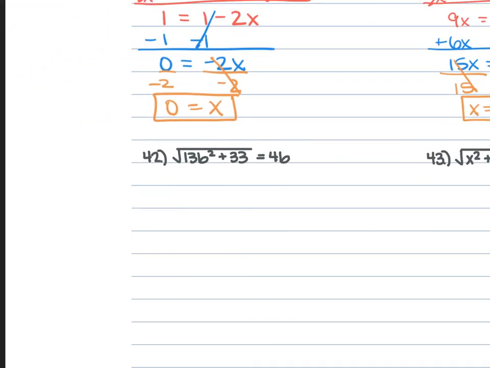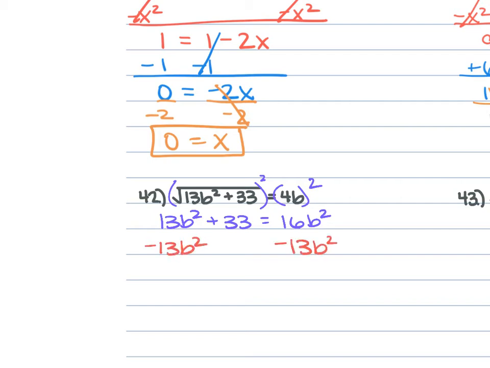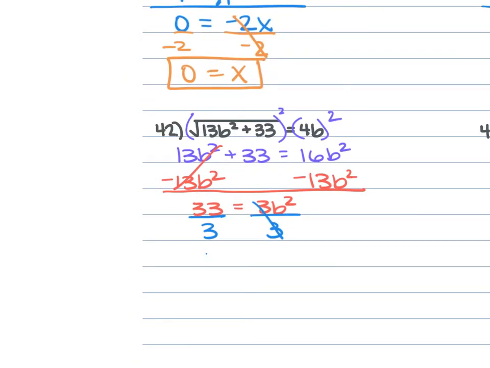For 42, we have the square root of 13b squared plus 33 is equal to 4b. So again, our radical is isolated, so we're going to square both sides. That gives 13b squared plus 33 is equal to 16b squared. I'm going to move that 13b squared over to the other side. That's going to give me 3b squared is equal to 33. I'm going to divide each side by 3 and get that b squared is equal to 11.